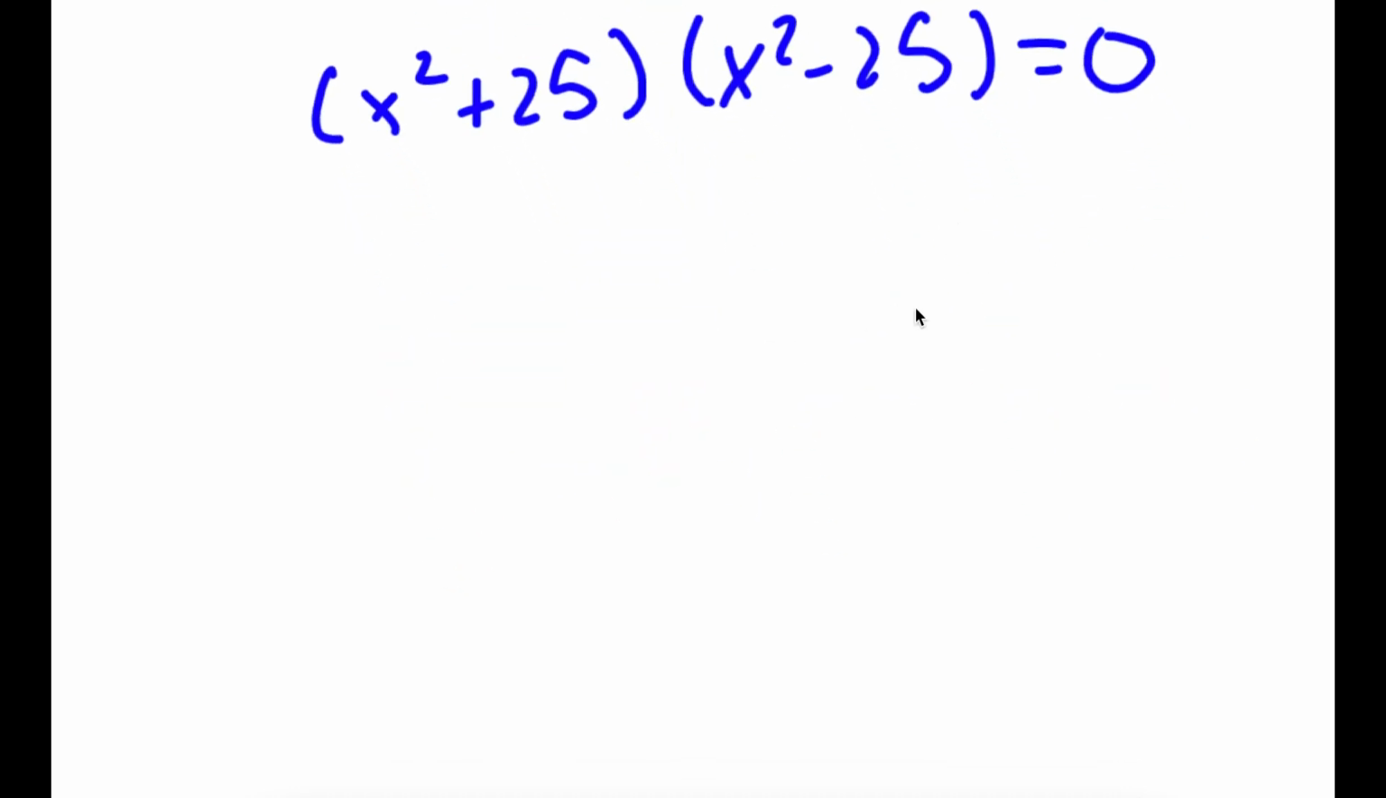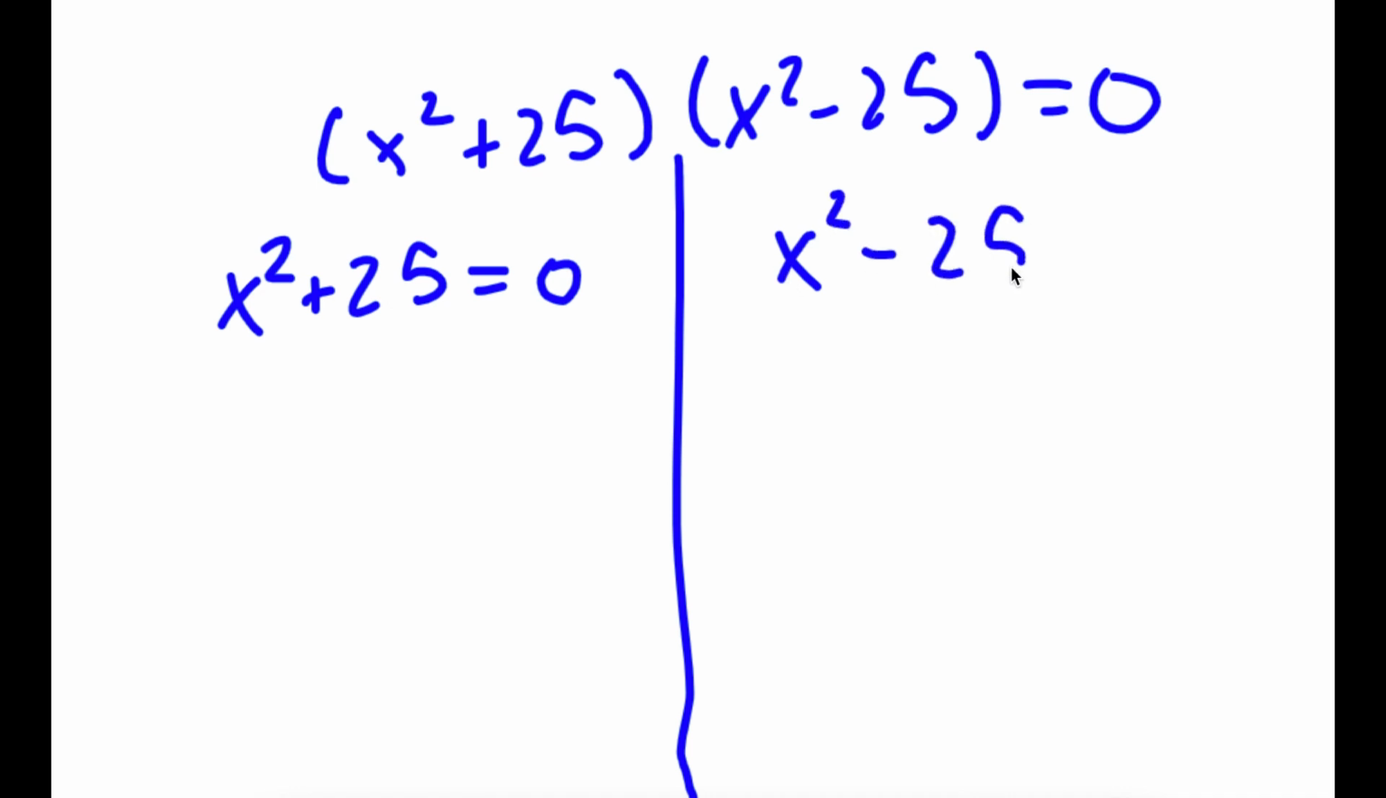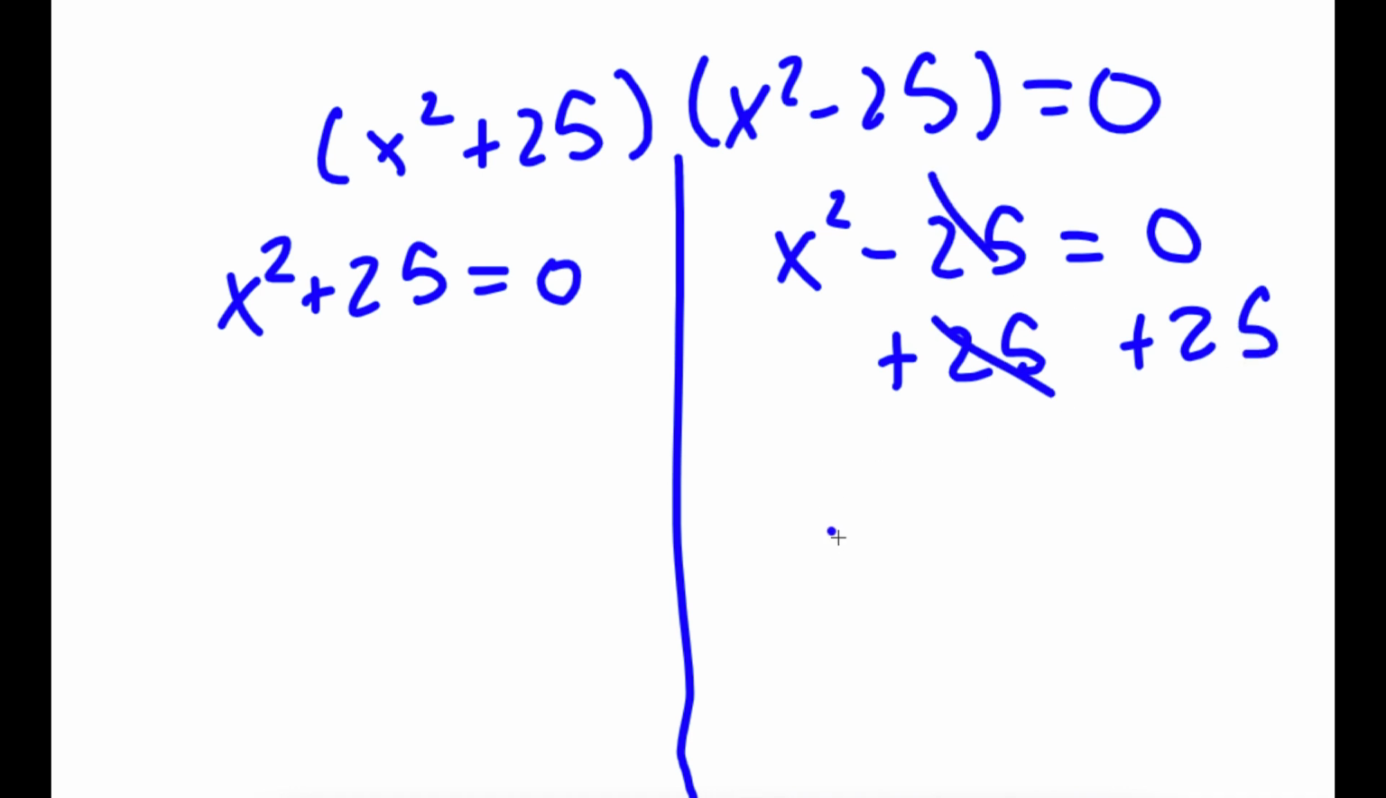So this is actually going to give me two equations. My first equation is x squared plus 25 is equal to 0. My second equation is x squared minus 25 is equal to 0. So let's first start with x squared minus 25 is equal to 0. To solve this, I'm going to first add 25 on both sides. Then these two cancel out, and I have x squared is equal to 25.